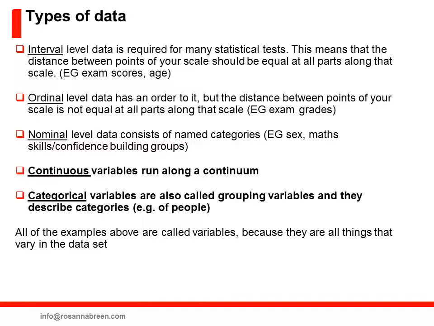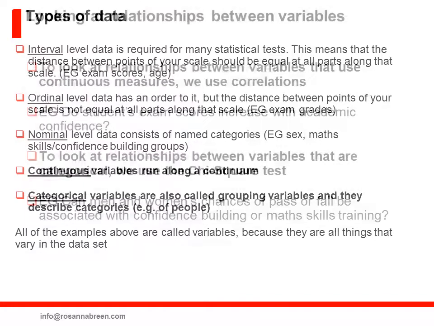So another thing to consider is whether your variables are continuous or categorical. Continuous variables run along a continuum. Categorical variables, which are also called grouping variables, just describe categories. So for example, categories of people. All of these examples are called variables simply because they're all things that vary in the data set. But the type of data is important to identify in order to identify the right kind of test.